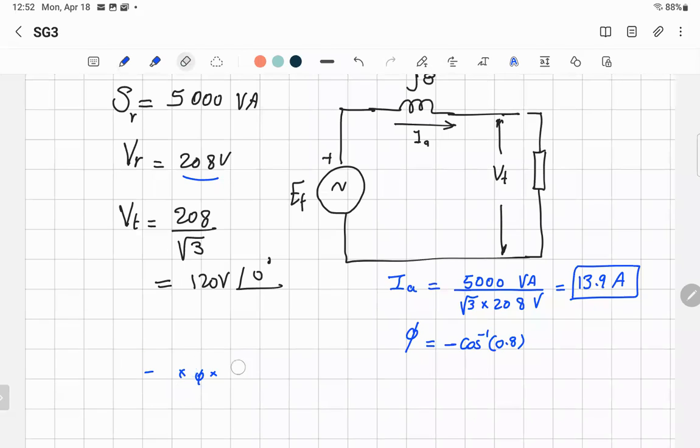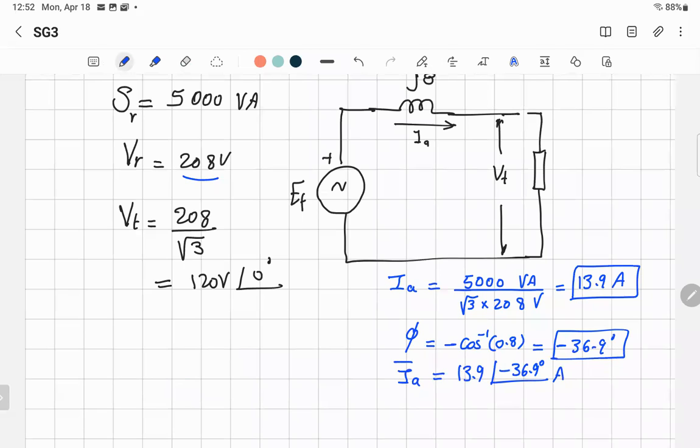So that's why we got the current magnitude. We got the current angle using the power factor, which will be minus 36.9 degrees. So that's the angle. Now we can represent the current as a phasor. IA is equal to magnitude 13.9 and angle negative 36.9 degrees. And that's the current.